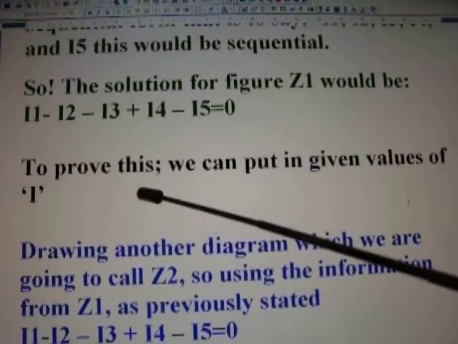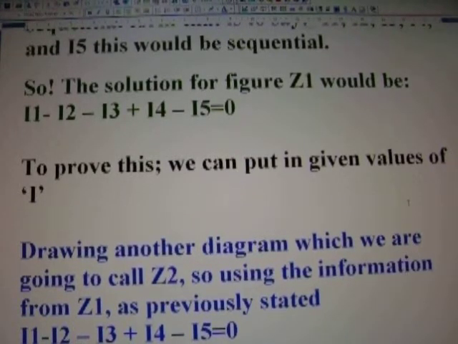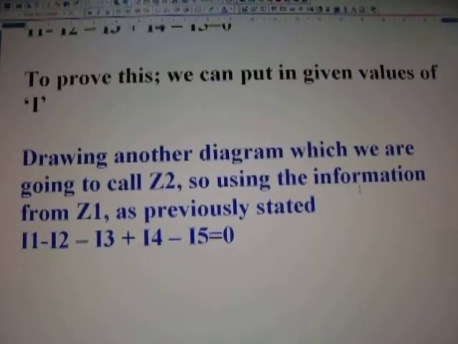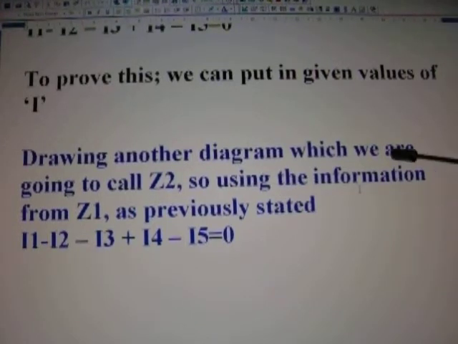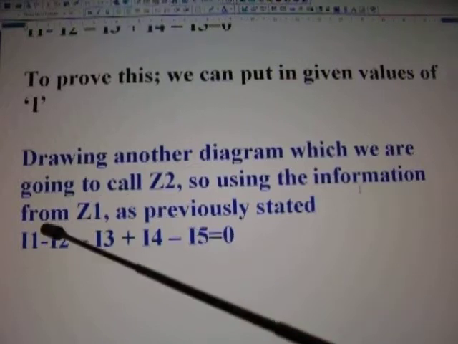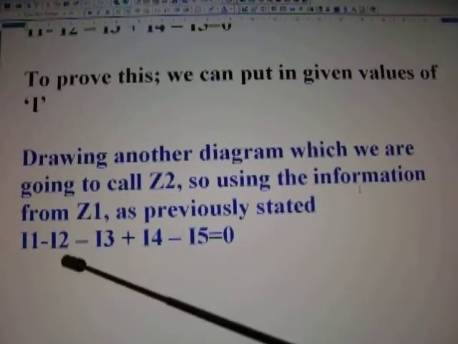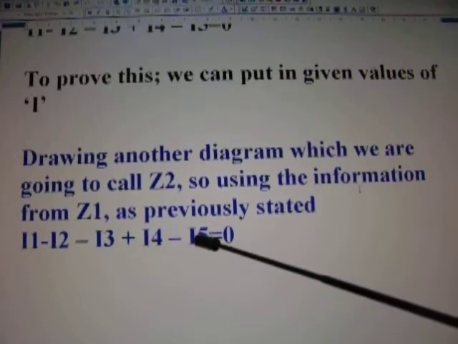Now let us prove this. To prove this, we can put in given values of I. So what we're going to do is put in the values of I, drawing another diagram which we are going to call Z2. So using the information from Z1 as previously stated, I1 minus I2 minus I3 plus I4 minus I5 equals 0.